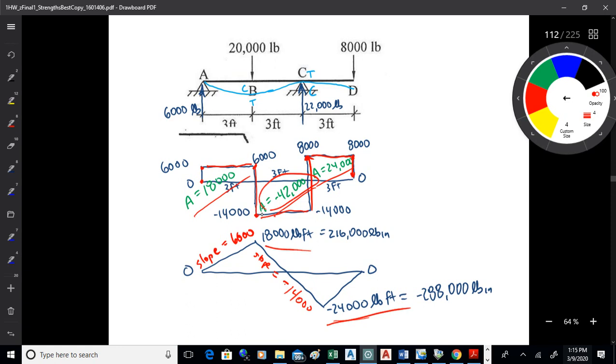And then my last block there has an area of 24,000, so that gets me back up to 0. So that's a good thing because these diagrams should always close off to 0. And if they don't, you probably got some sort of error on reactions or areas or something like that, okay? So now I've got that moment diagram.